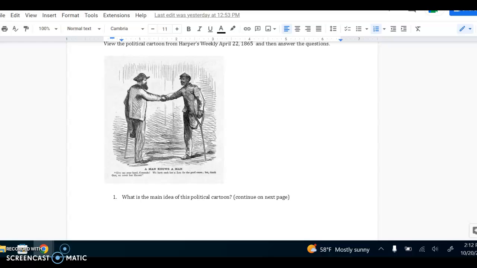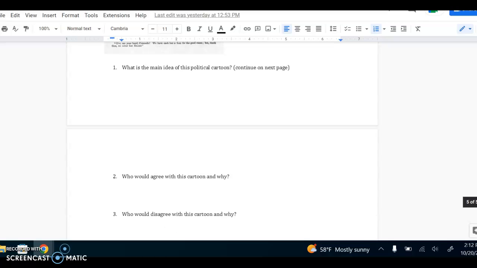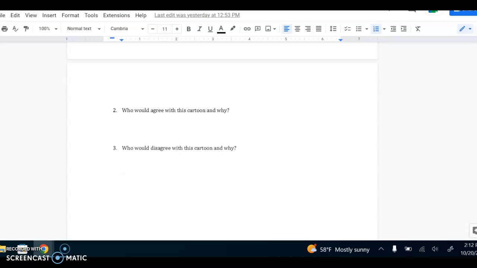The first question there says, what is the main idea of this political cartoon? Who would agree with this cartoon and why? And who would disagree with this cartoon and why?